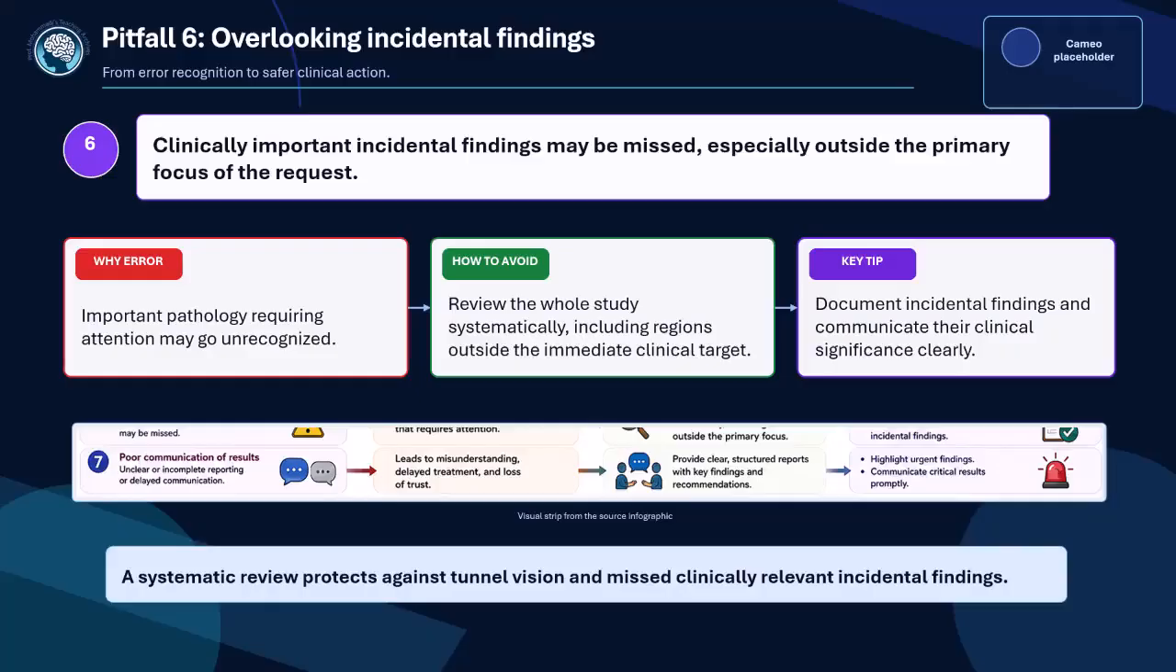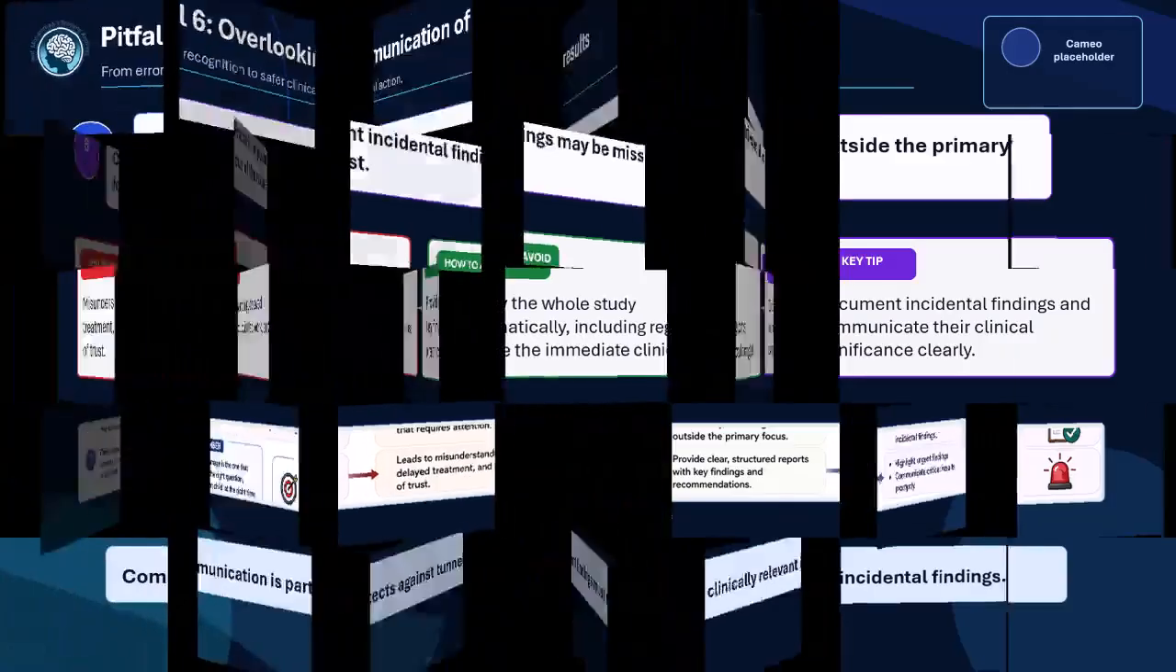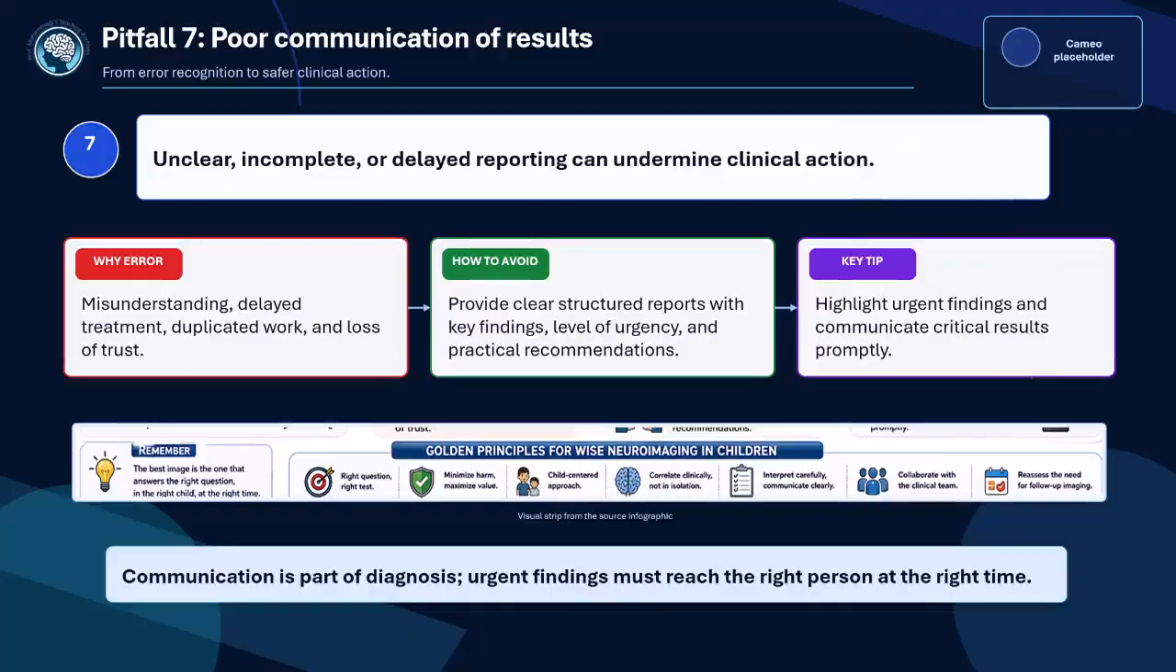A structured approach helps ensure that no region is ignored. Incidental findings should be documented, and their clinical significance should be communicated clearly. The key is balance. Not every incidental finding requires aggressive action, but clinically meaningful findings should not be overlooked or dismissed. Poor communication of imaging results is another preventable source of harm.